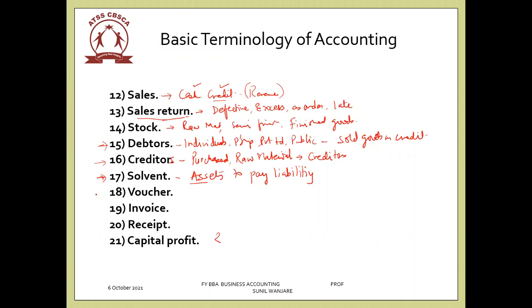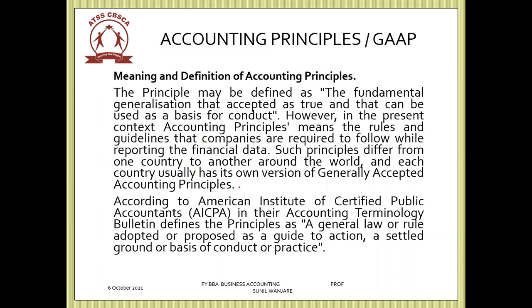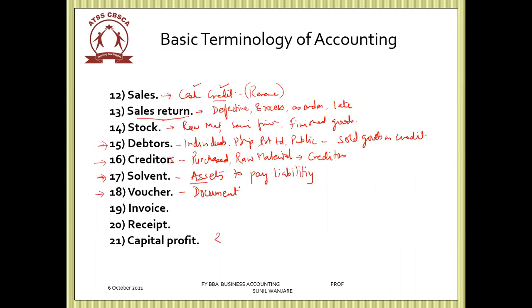Then we have next, voucher. Voucher is a document, my dear students. And what is a voucher then? When you buy any stuff, you buy a cell phone, you buy a car, what is that company giving you? An invoice. So invoice can be a voucher. When you go to a post office and you want to do a speed post, they give you a small receipt, that could be a voucher.